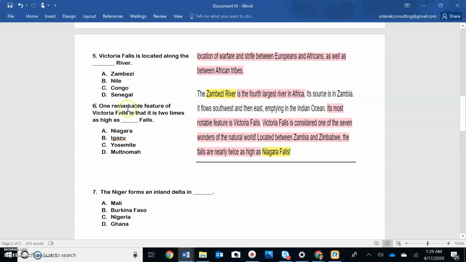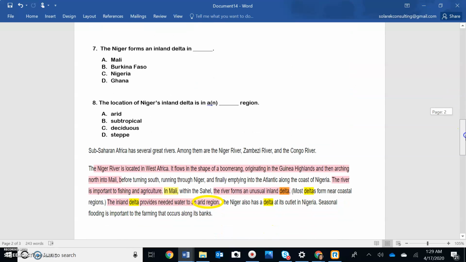Let's look at the next question. One remarkable feature of Victoria Falls is that it's 2 times as high as Niagara Falls. Remember the falls I told you was between the New York and Canadian border? Right here. Victoria Falls are nearly twice as high as Niagara. Right, there's your answer. Moving on to number 7.